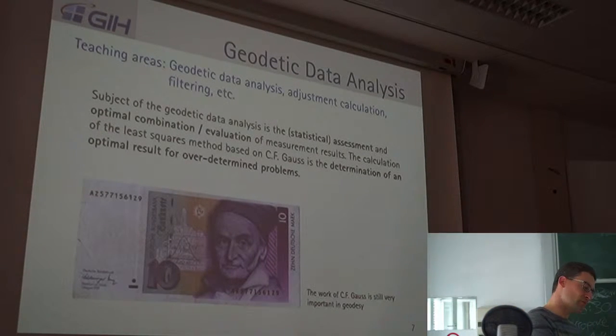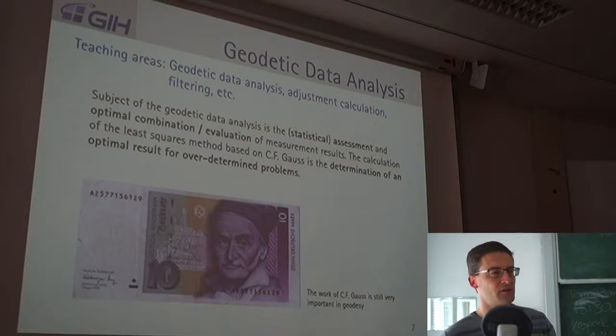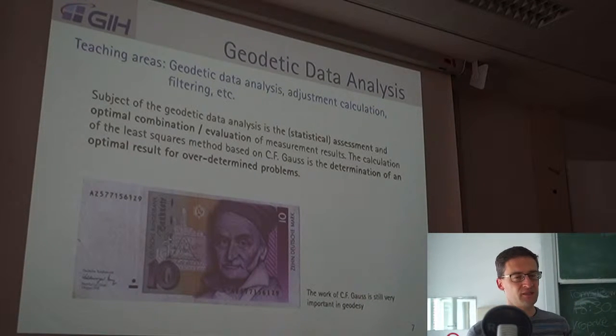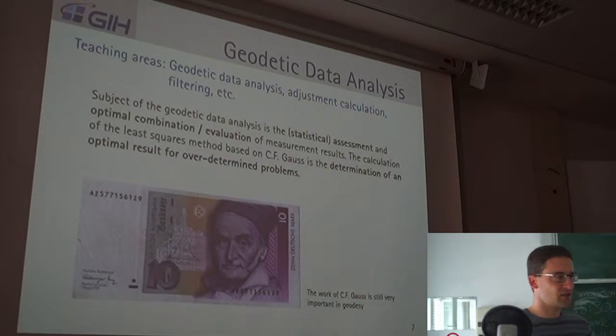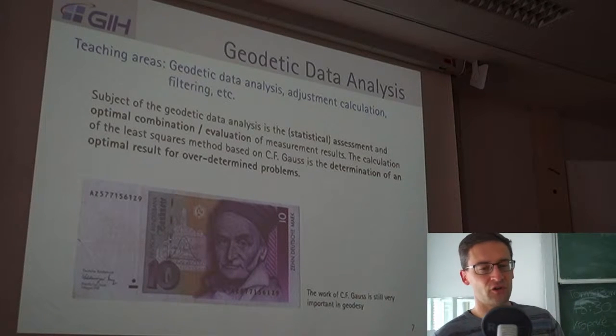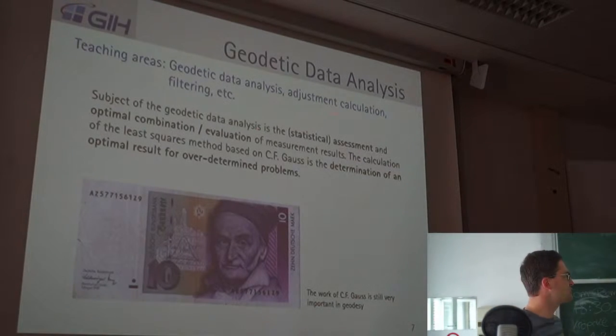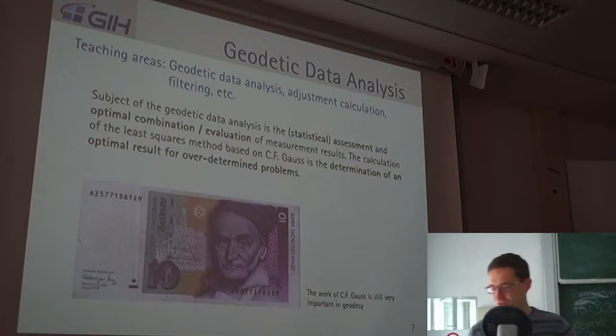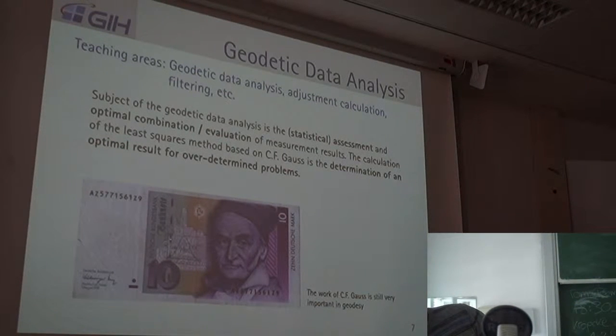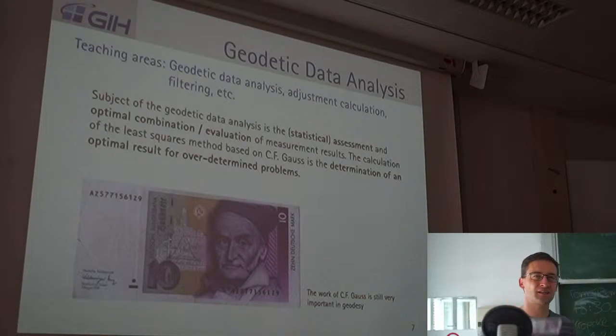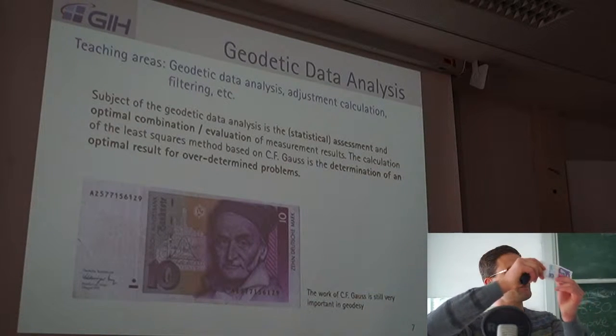On one side you have measurements. These are one part, but then you step into the data analysis process and you're going to calculate. Mostly we do it with the least squares method. This is based on Carl Friedrich Gauss, and you see the old German currency, it's 10 marks. I have it here in real.